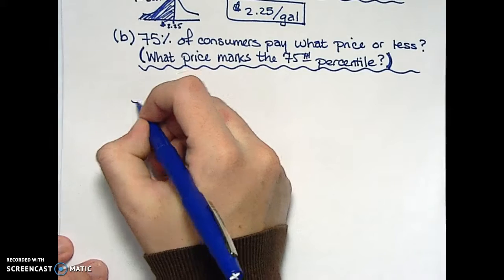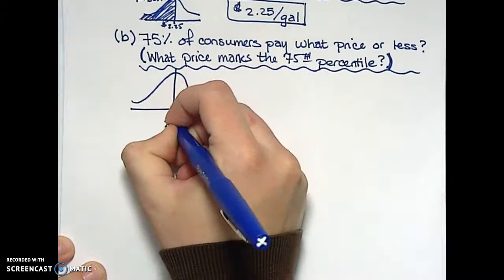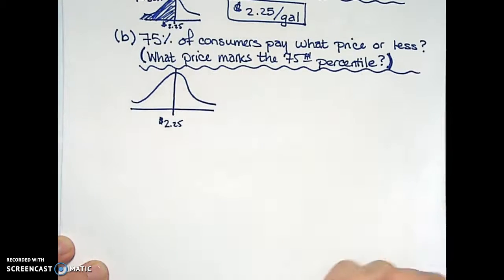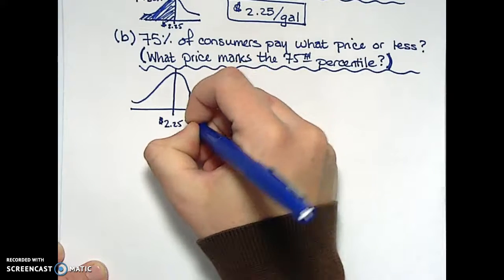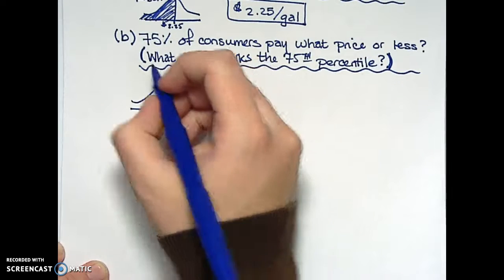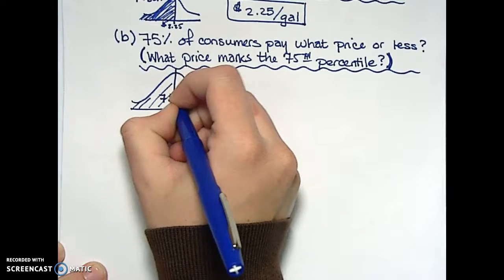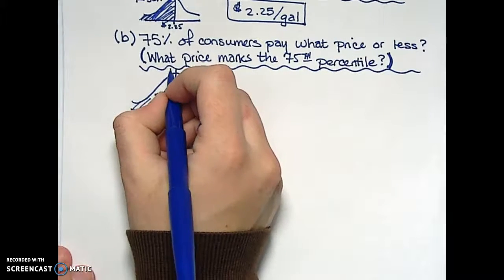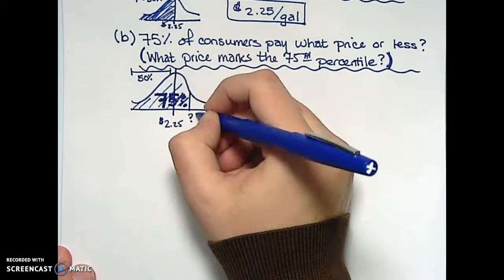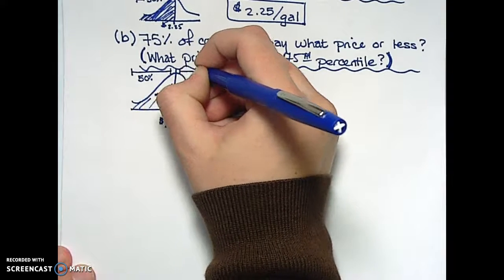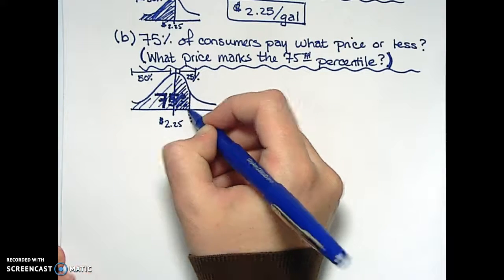So again, we assume that the price of gas is normally distributed, so we'll go ahead and draw our normal curve, and that the average is $2.25. If we want to know what price marks the 75th percentile, we really want to know what is this price here to the right of the average, such that 75% of the area is what we have shaded here. Again, recall that to the left of the average will represent 50% of the area. So really we want to identify what price here corresponds to having 25% of the area represented to the right, or in this portion that we have.